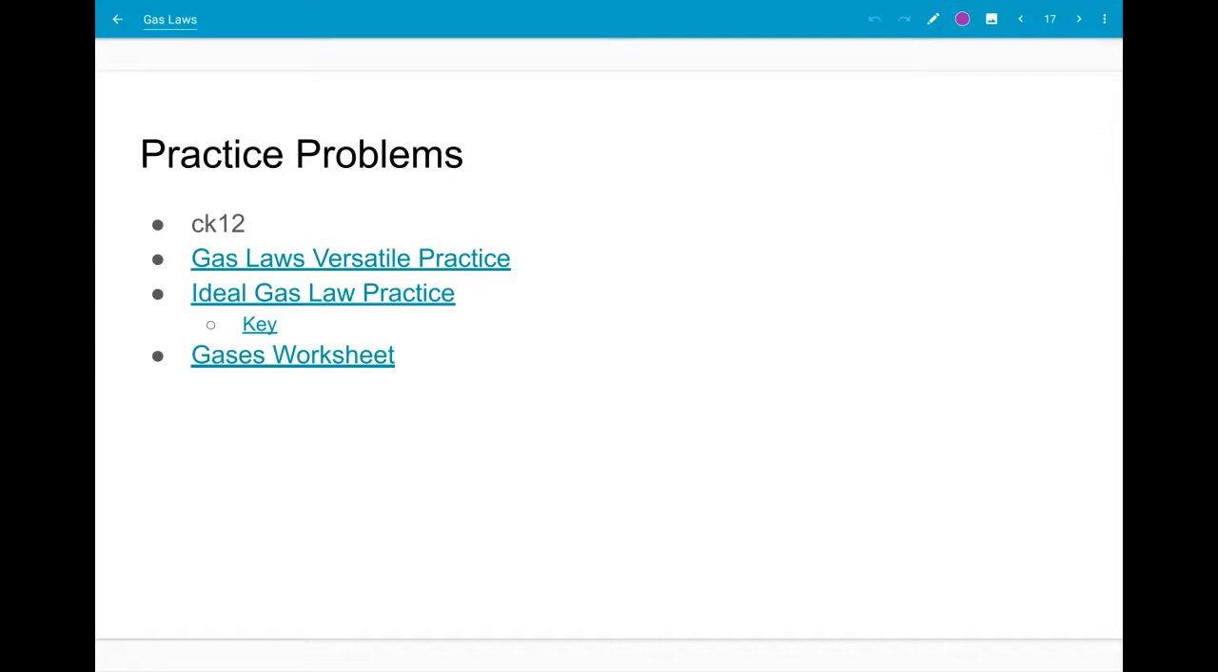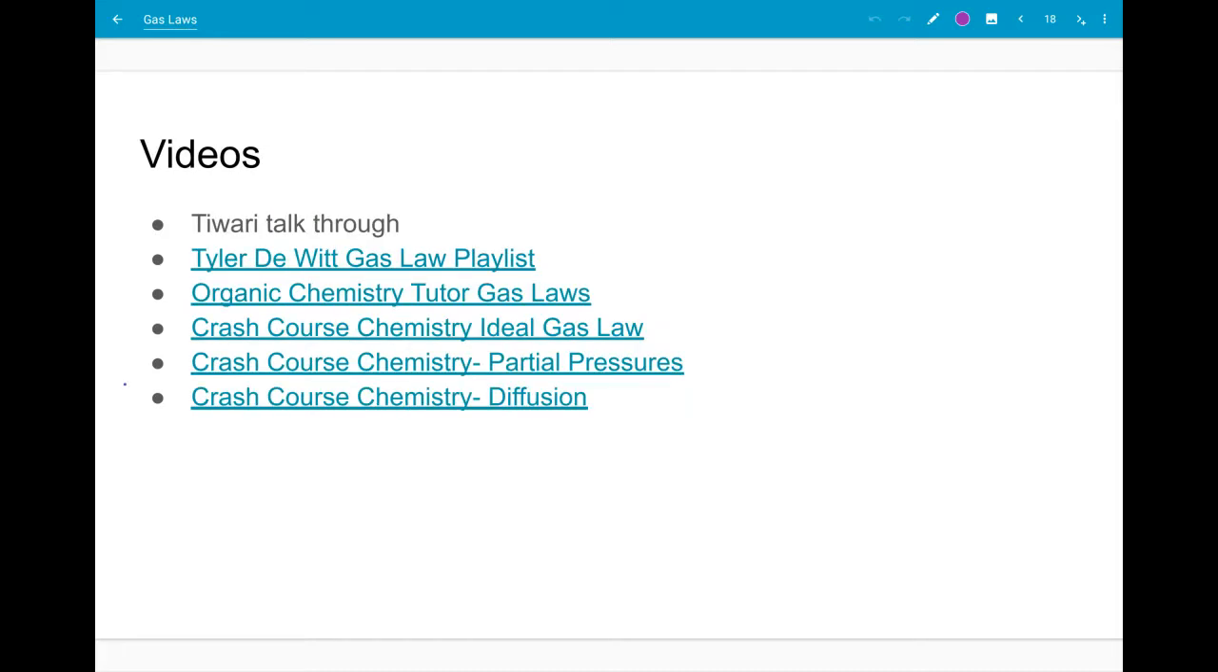Now don't forget, there's lots of good practice here. The gas law is versatile practice. They're all mixed up, so I think that's really useful. I find people need a lot more practice with the ideal gas law. This one is also a little bit of everything. And I suggest checking out CK12 and focus on separate gas laws where you need help. I also have posted some videos that are different than me talking through this to help you as well.